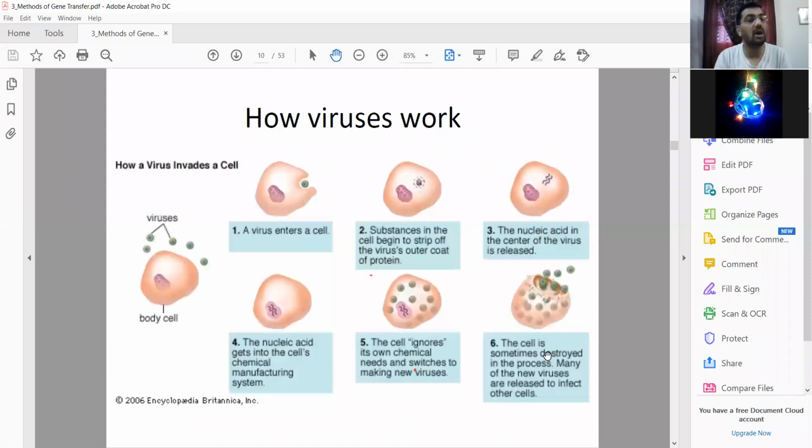Now, how viruses work. Normally we all know, as you have studied many times, that viruses replicate through both lytic and lysogenic cycles. Here they have explained the lytic cycle, in which the virus enters the body of the cell.